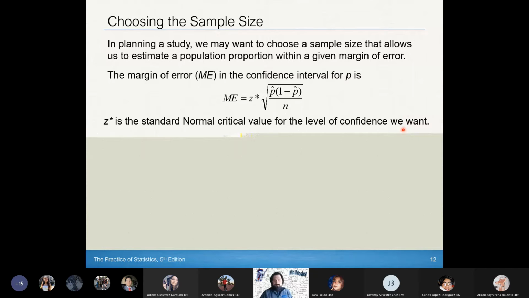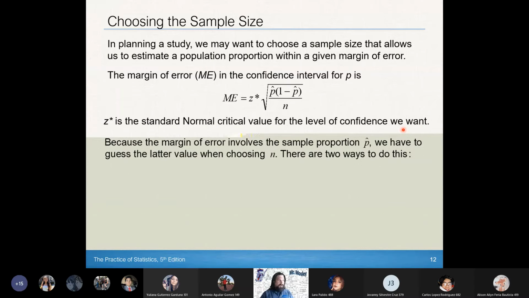That's determined based on the confidence level, like a 90% confidence interval, 95%, 80%. That's why we find Z asterisk. Because the margin of error involves the sample proportion P hat, we have to guess the latter value when choosing N. There are two ways to do this. Sometimes we might not have P hat to start, because we haven't sampled yet. This is about choosing the sample size, meaning the sample hasn't been taken yet.